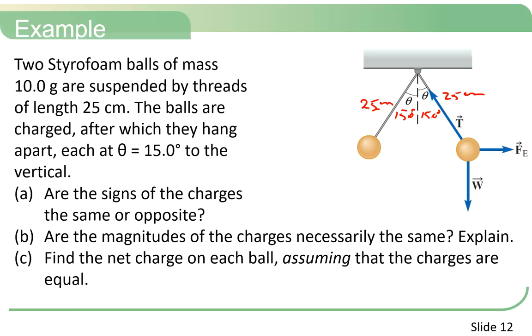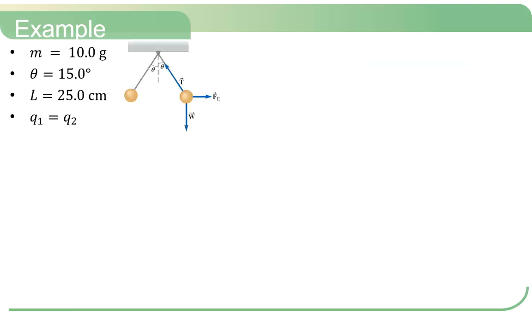So now the final thing, find the net charge on each ball, assuming that the charges are equal. I put this assuming that the charges are equal so I can do it. So here I have my physical layout. And let's say I just gave you this as a homework problem. What would be the first thing that goes through your mind to see it, besides, oh no, me?